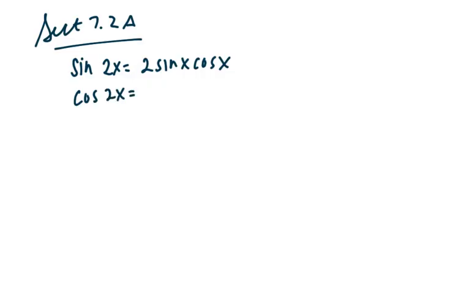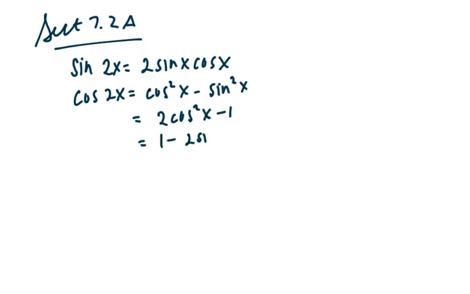So some of the more common ones, I would make notes of these. Sine of 2x equals 2 sine x cosine x. We use this one a ton. Cosine of 2x has 3 possibilities, so you're going to pay attention: cosine squared x minus sine squared x, or 2 cosine squared x minus 1, or 1 minus 2 sine squared x.